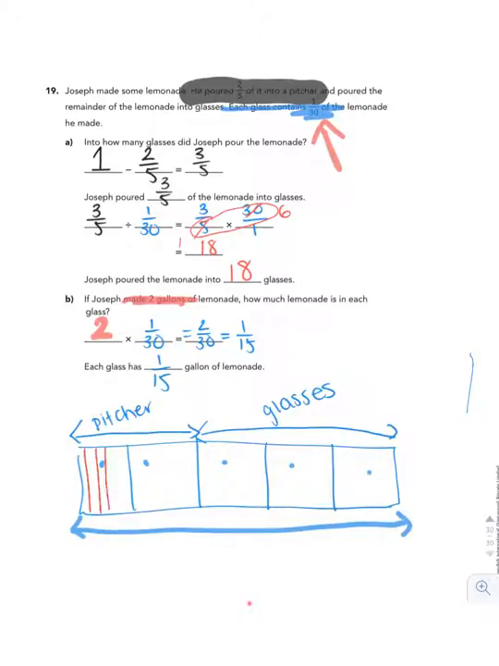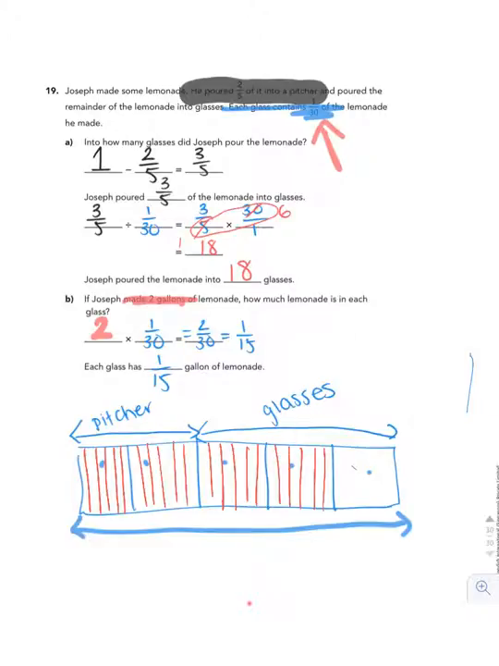1, 2, 3, 4, 5. Okay, so when we're looking at this, we know that inside each one of these little sections, there's 6 glasses. There's 6, and then in here, there's going to be a total of 6, 6, 6. So now when we look at these glasses, we can easily look at our model and realize that there's going to be a total of 6 plus 6 plus 6, which is going to give us 18 glasses of lemonade.